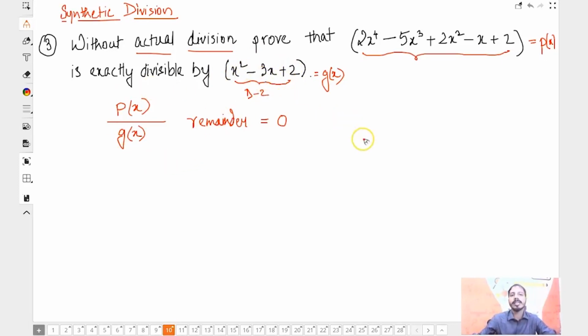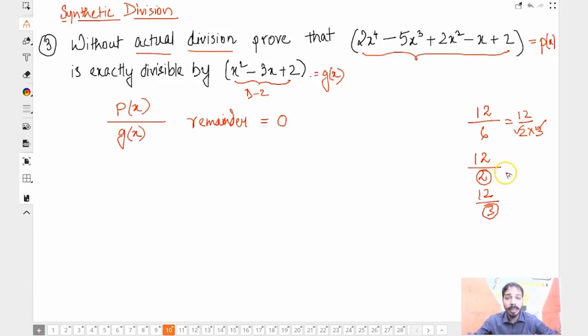Now what they are actually asking is, suppose I ask you in this way: is 12 exactly divisible by 6? I'm just giving an example. You can say that 12 is divisible by 2. Yes, 12 is divisible by 2. Is 12 divisible by 3? Yes, 12 is divisible by 3. So if 12 is divisible by 2 and 12 is divisible by 3, then I can write 6 as 2 into 3. So if 12 is divisible by 2 and by 3, then 12 should be divisible by 6. So this concept we can use.